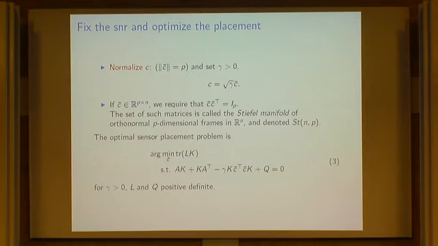Okay, again, what is the optimal sensor placement problem now? Gamma is fixed, that is the signal-to-noise ratio. C is normalized, so it belongs to the Stiefel manifold. Minimize the trace of LK, the estimation error, given that K satisfies this equation. And here we have L and Q, which are positive definite matrices.